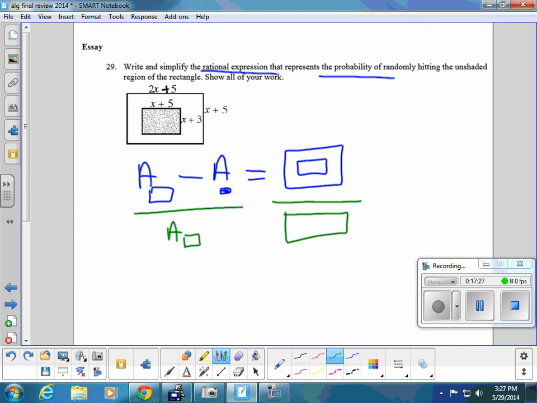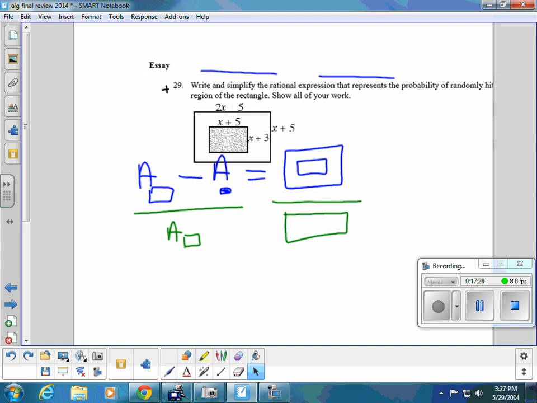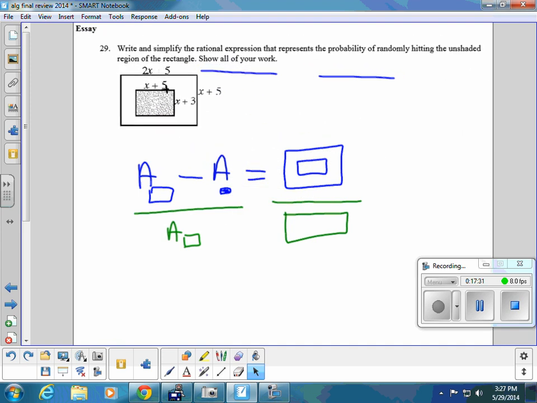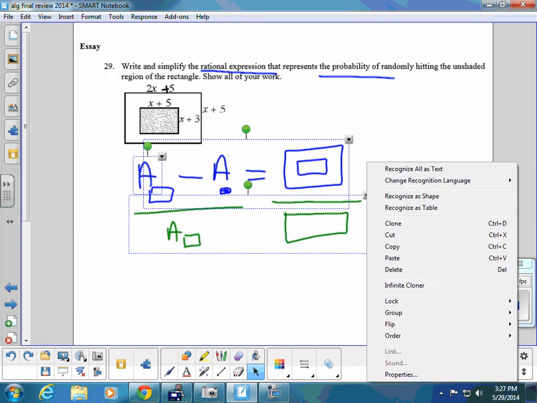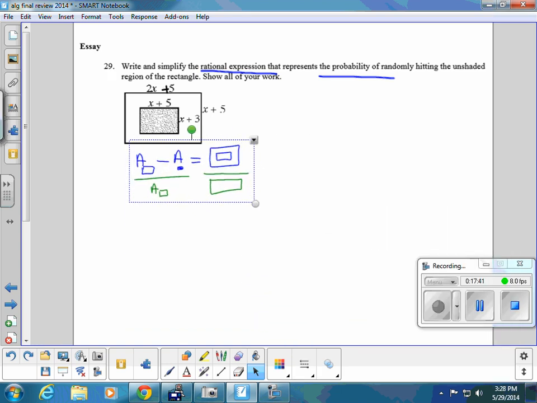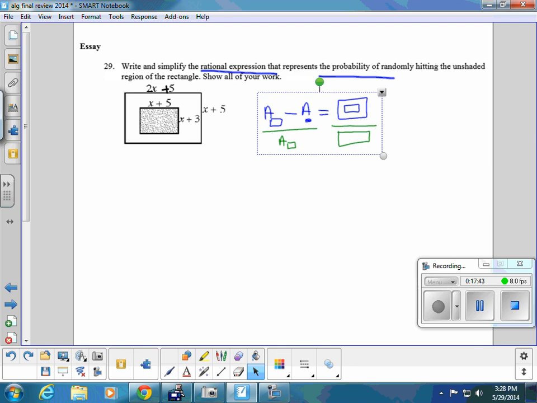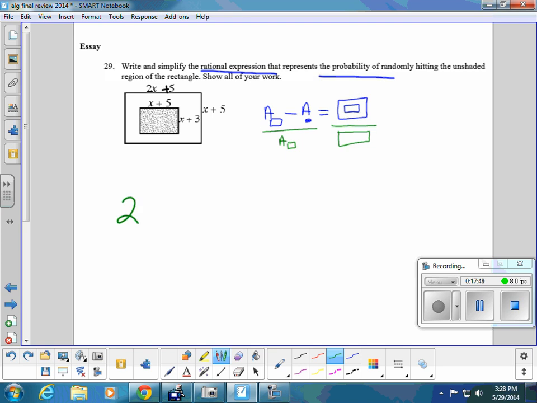Okay, well, what does that mean in mathematical terms? That means we need to make up a rational expression here. Well, the area of the larger box, the area of a rectangle is base times height. So I'm going to just take 2x plus 5 and multiply it by its height, or its width, whatever you want to call it, x plus 5.